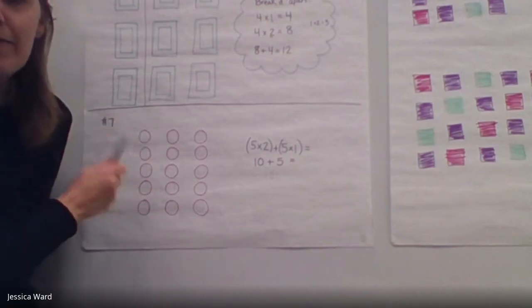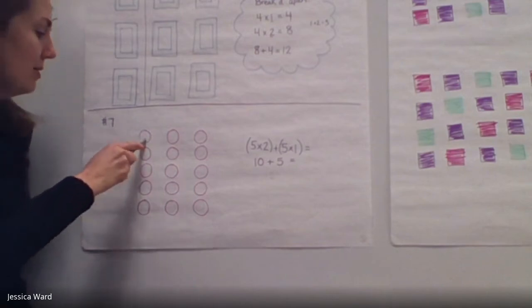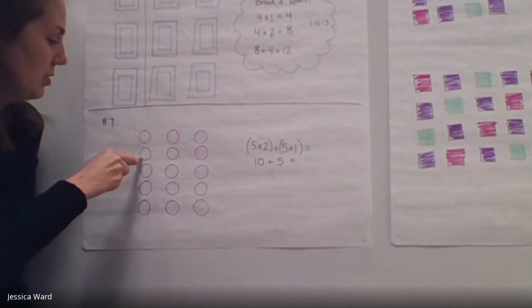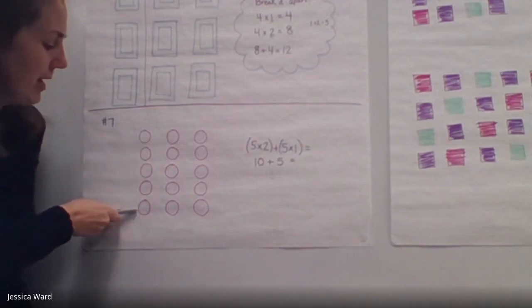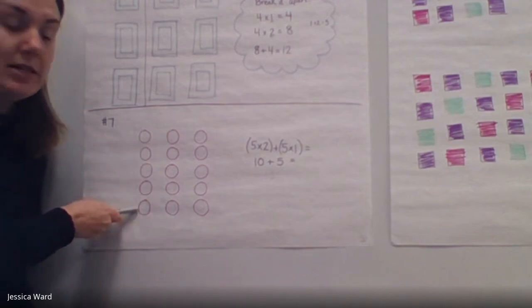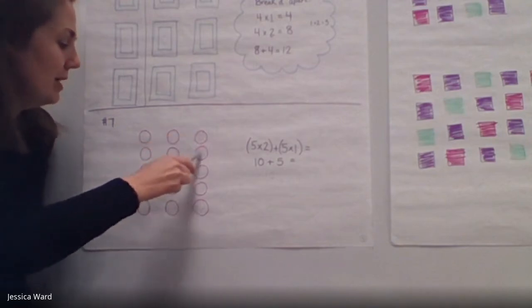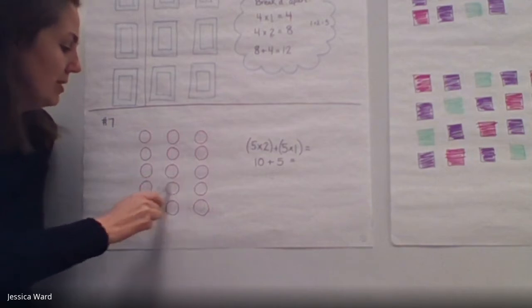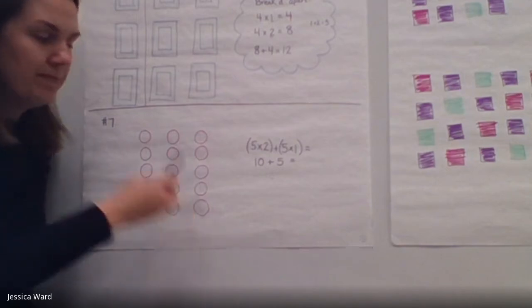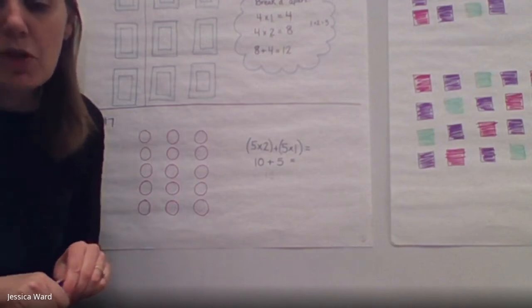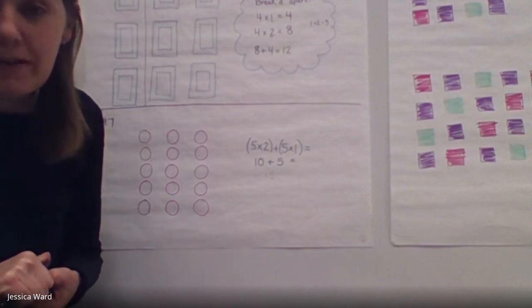So it says 5 times 3. So I'm going to go ahead and do 5 rows, 1, 2, 3, 4, 5. And I'm going to put 3 dots in each row. 1, 2, 3, 1, 2, 3, 1, 2, 3, 1, 2, 3, 1, 2, 3. Now the next part of this question says, show a way to break apart the problem to find the product.